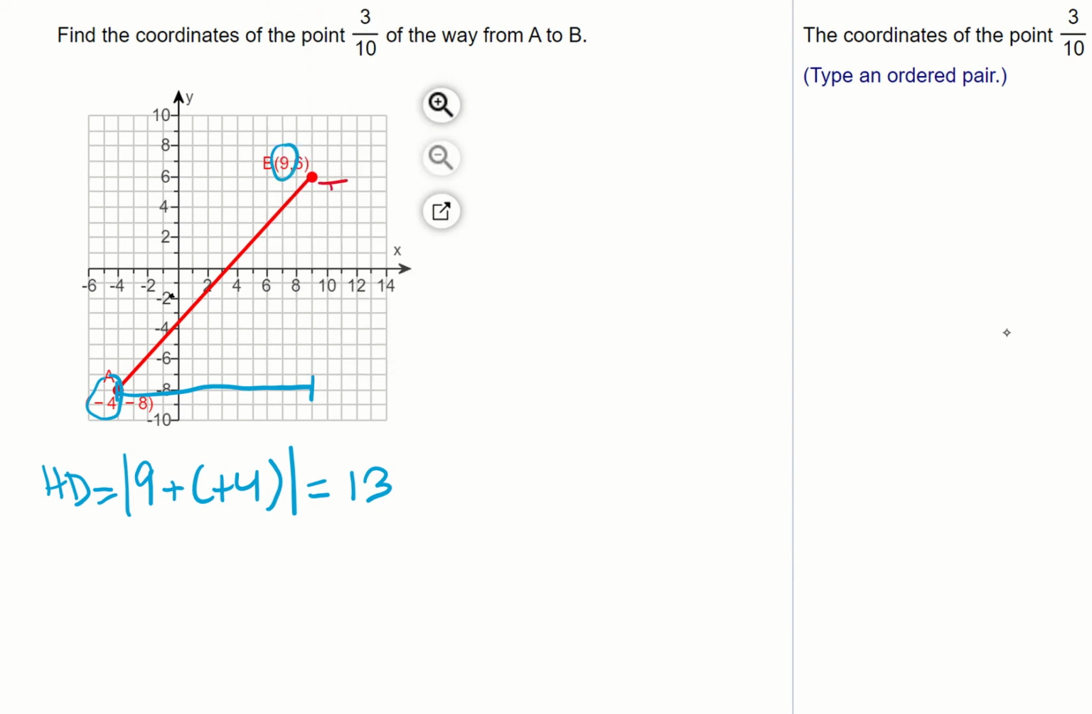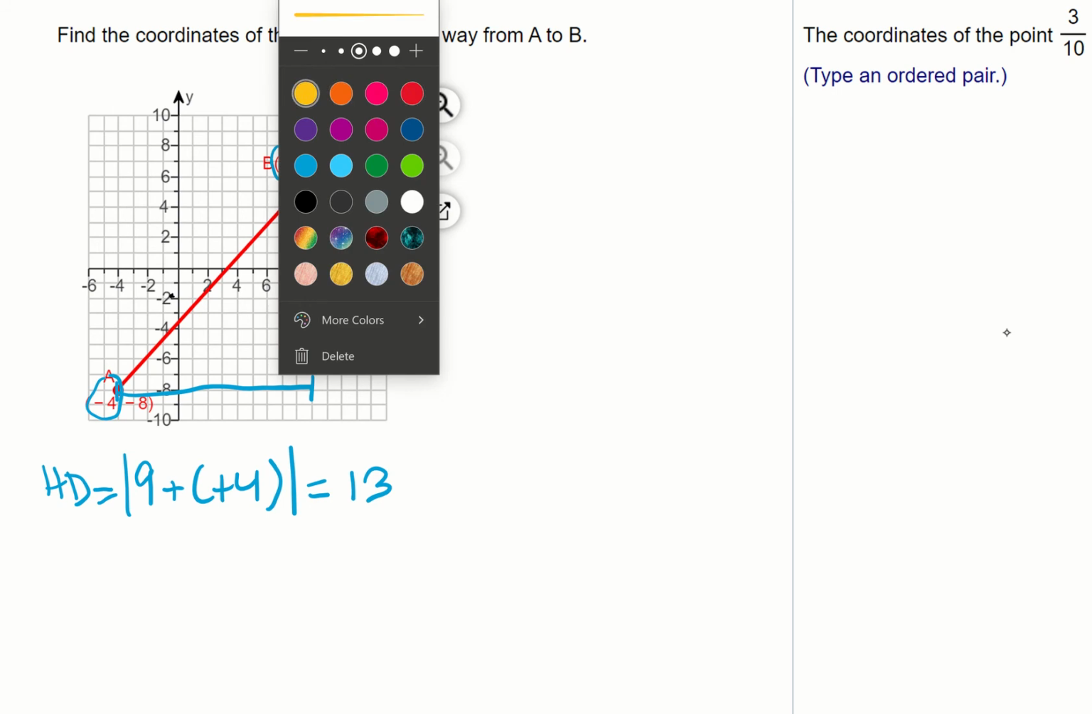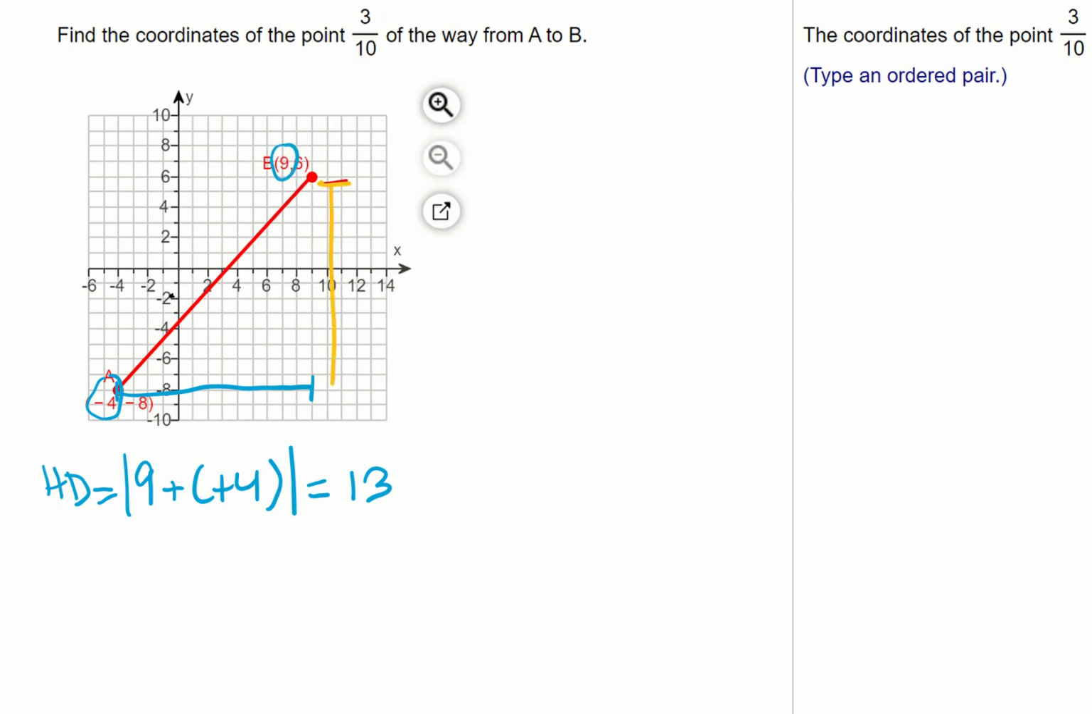Next we want to find our vertical distance right here. I'll use another color here. To do the vertical distance, you subtract the y coordinates. So in this example, we have 6 minus -8, remember, under an absolute value. Then a double negative turns into a positive, and 6 plus 8 is 14. So we got our vertical distance and our horizontal distance, and I'll go ahead and label them here.